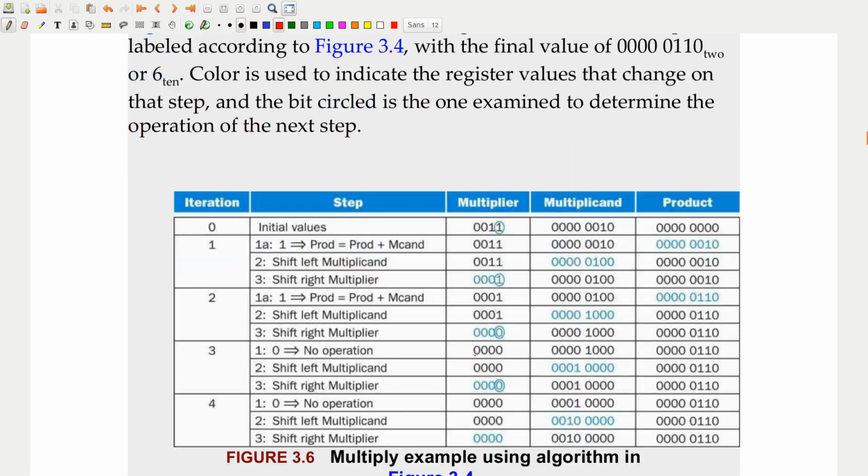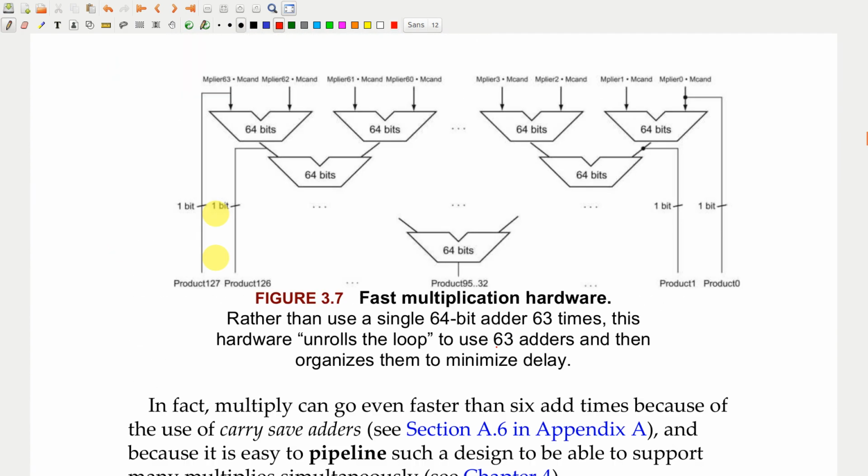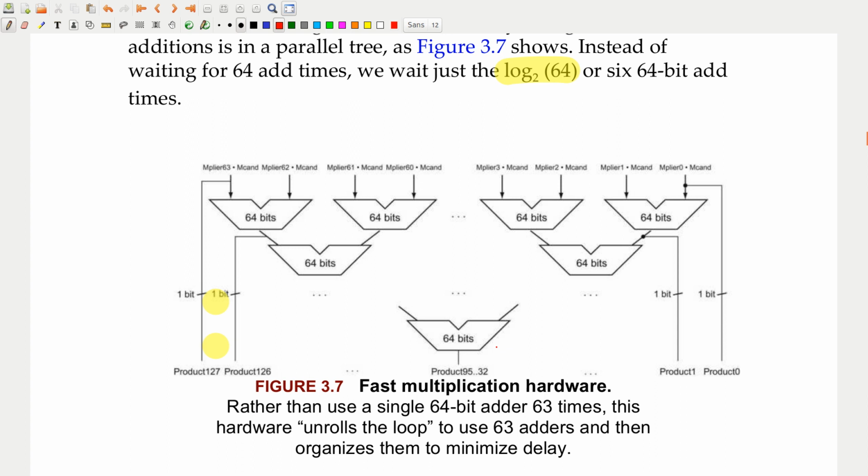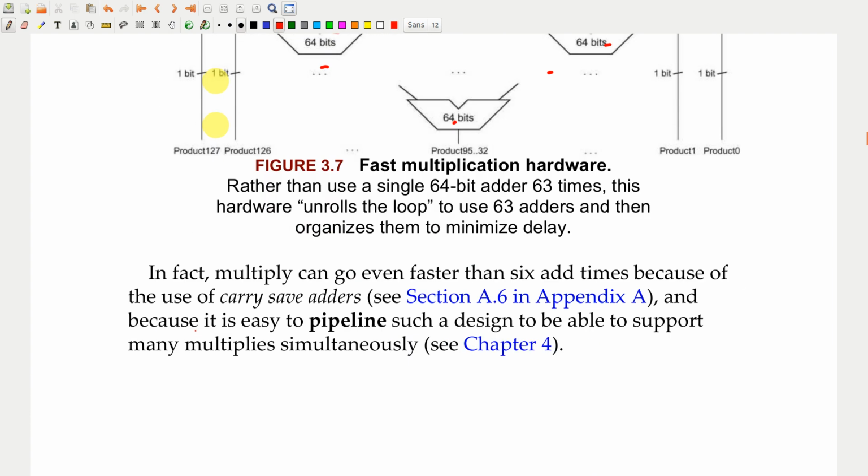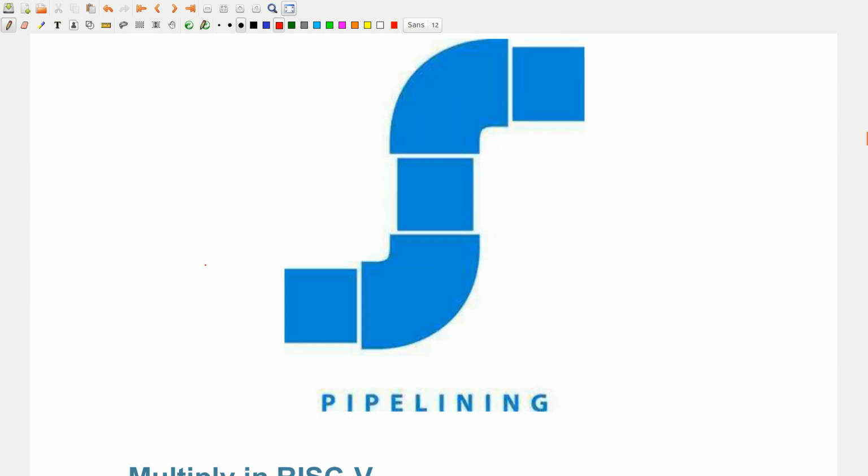Now let's look at the cost of this big carry save adder. Now we don't have a 128-bit ALU, but look here. We have tiers and tiers of adders now, 64 bits with all the interconnects. Very expensive, but very fast. It's not the fastest, I don't think, but it's very fast.